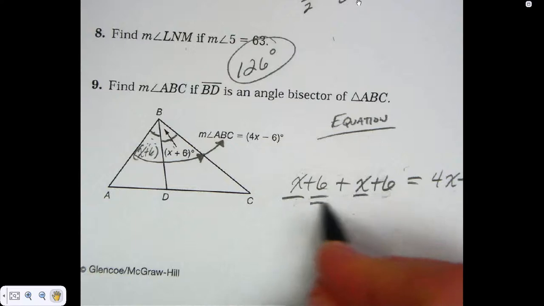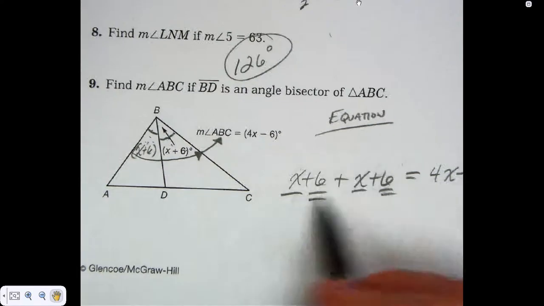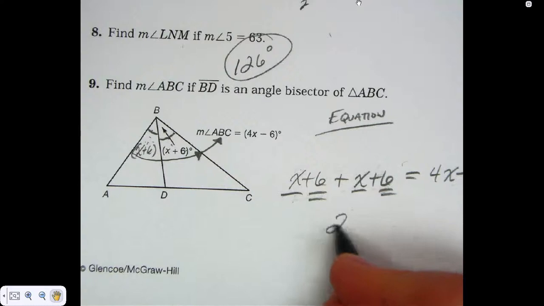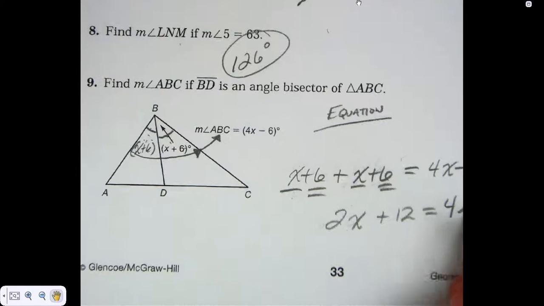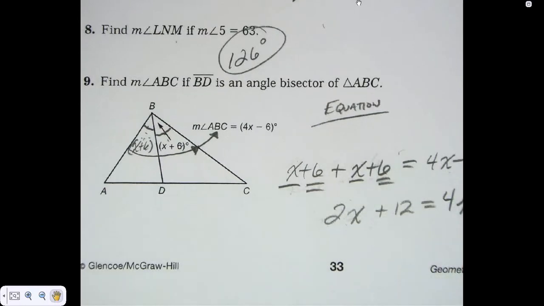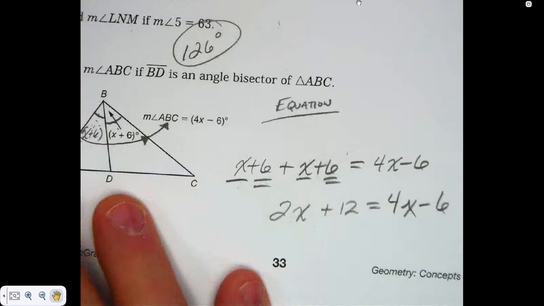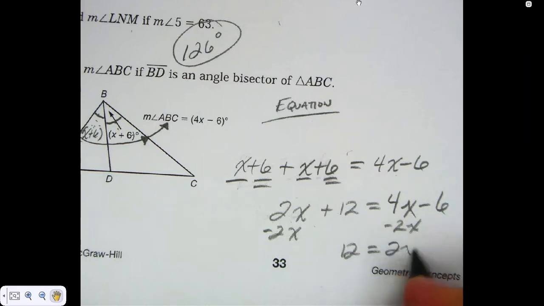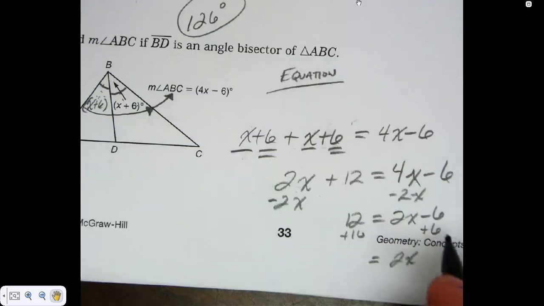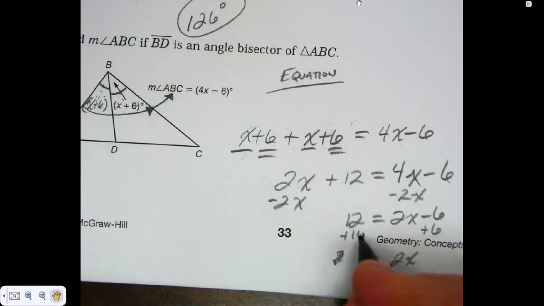Now we can combine like terms. See, I've created a valid equation with only one unknown. I can solve for x. Now I can combine like terms, and now I get what? You guys have been wanting to say 2x plus 12 for forever now. Okay. Can we solve this equation? Everybody okay with that? So I get 12 is equal to what? Then what am I going to do? I'm going to add 6 first. I get 2x is equal to 18.